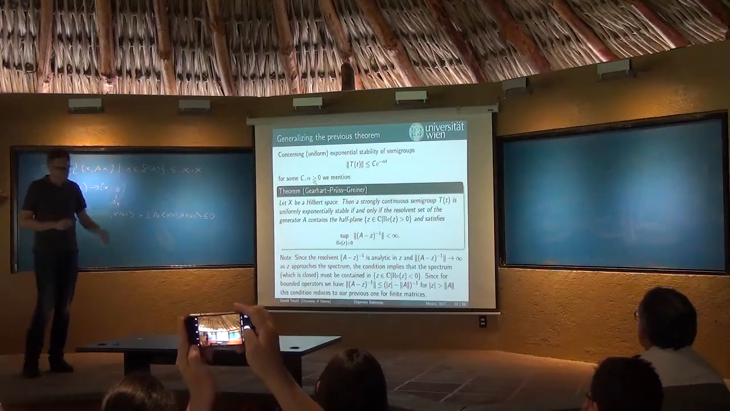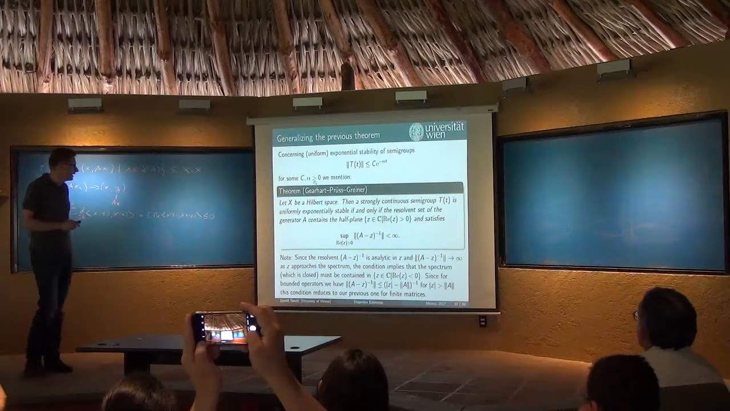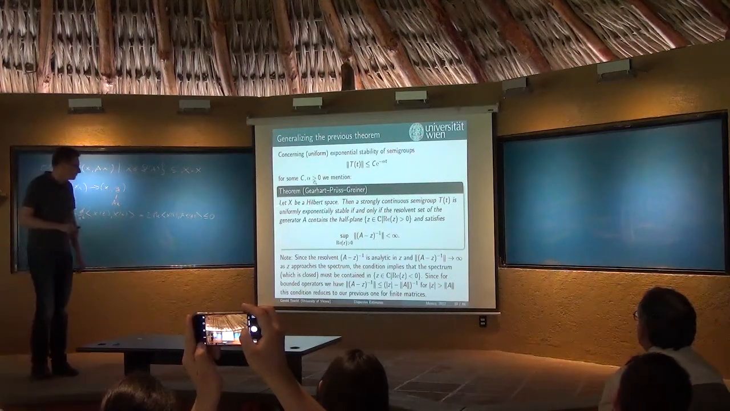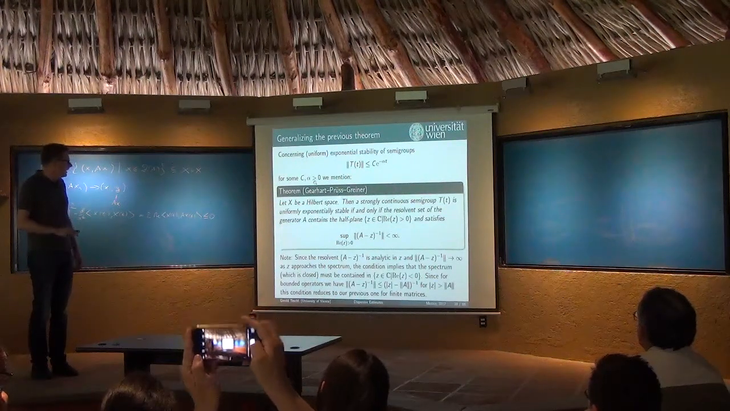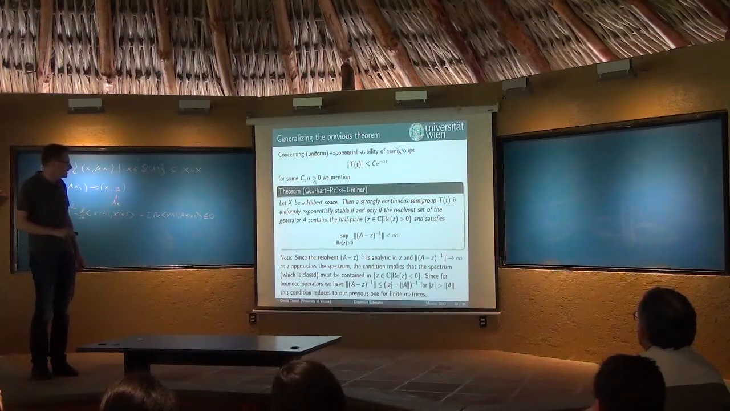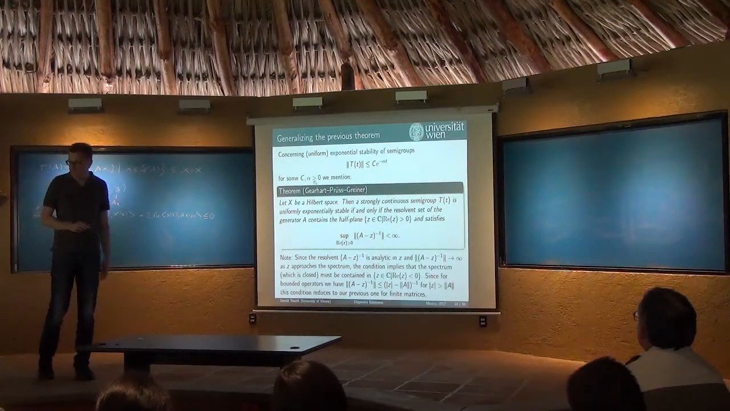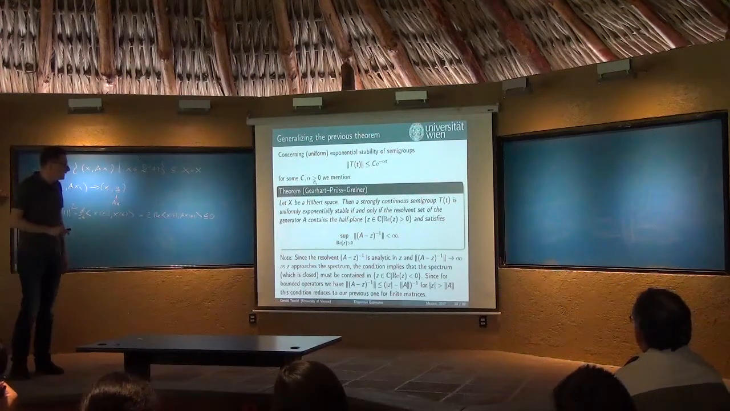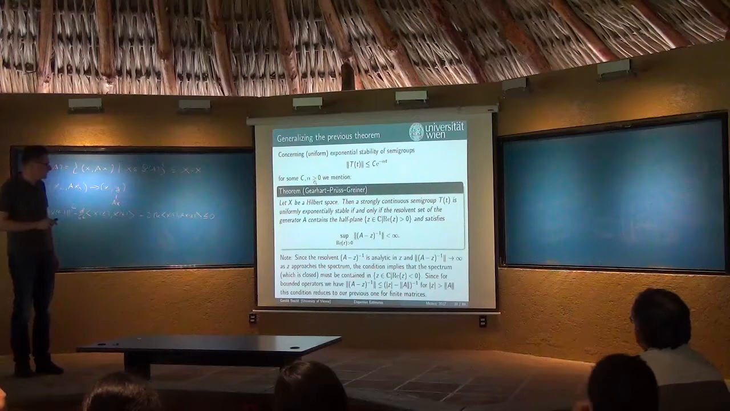There are a couple of results. One of the well-known ones is the Gearhart-Prüss-Greiner theorem. We are in a Hilbert space. We have a strongly continuous semigroup, and this is uniformly exponentially stable if and only if the resolvent set of the generator contains the half-plane. So this is the spectral condition you would expect. Plus, it satisfies this additional resolvent estimate right here.